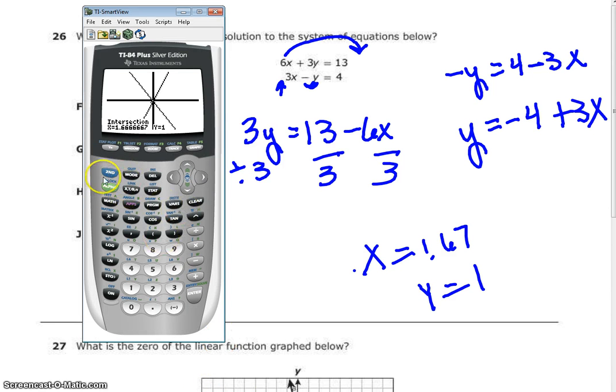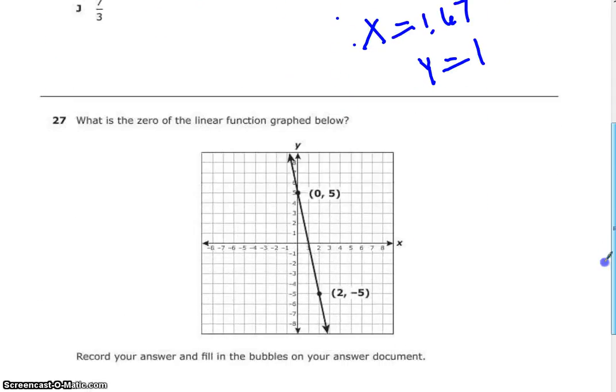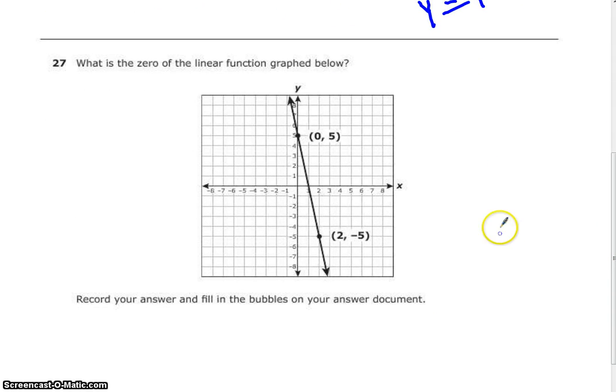Go to your home screen and say 5 divided by 3. Oh, look, there it is. 5 divided by 3 is the same thing. There's your answer. Once again, you'd want to check the other two on your calculator. You have plenty of time. You need to make sure you got the right answer on the real test day.